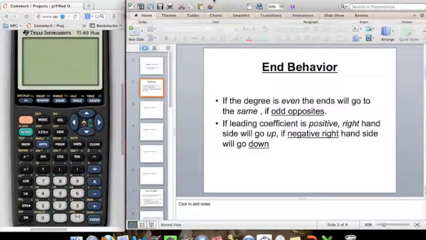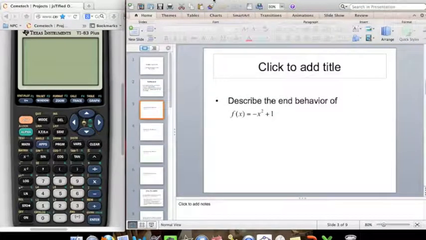The second thing we look at is the leading coefficient, which is the number that's in front of that highest powered term. Whatever number is in front of that highest powered term tells us about the right-hand arrow. If that number is positive, the right-hand arrow will go up. Positive for up. If that number is negative, the right-hand arrow will go down. And then we figure out what the left-hand arrow is doing by whether they're doing the same thing or different things.